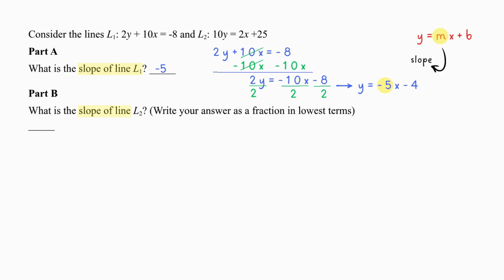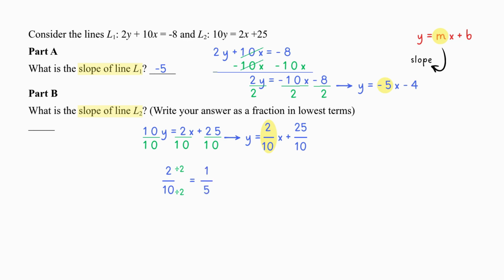Part B. Slope of line L2. Start with the equation 10y equals 2x plus 25. Divide every number by 10 to leave y alone. Find the number next to x. It is the fraction 2 over 10. Make the fraction smaller by dividing the top and bottom by 2. The slope of line L2 is 1 over 5.